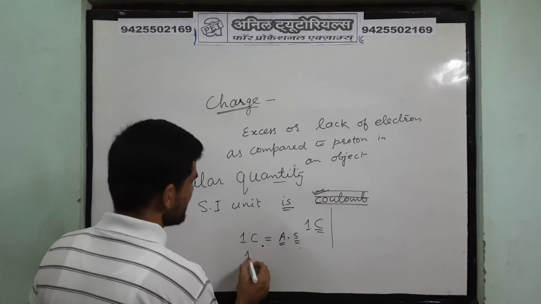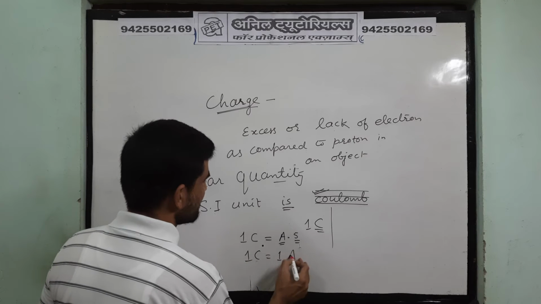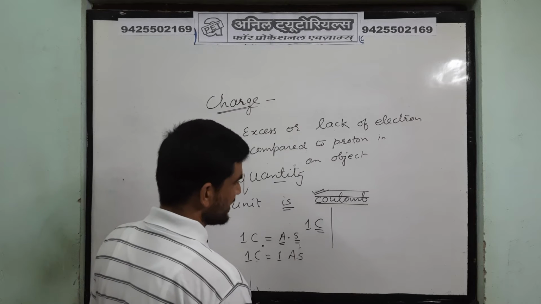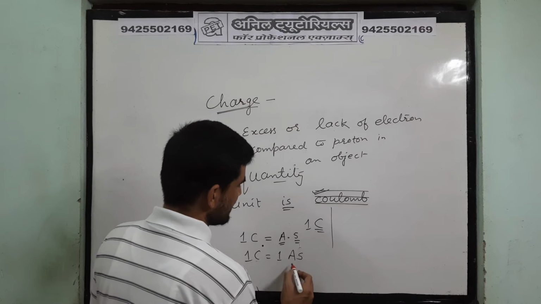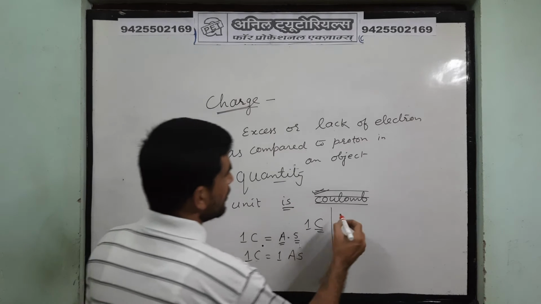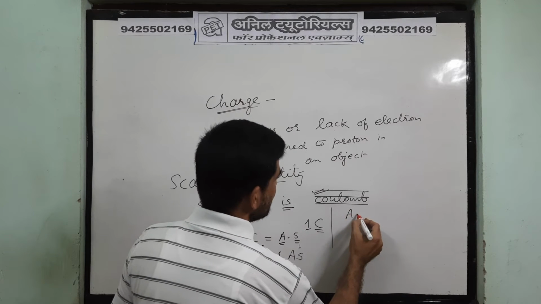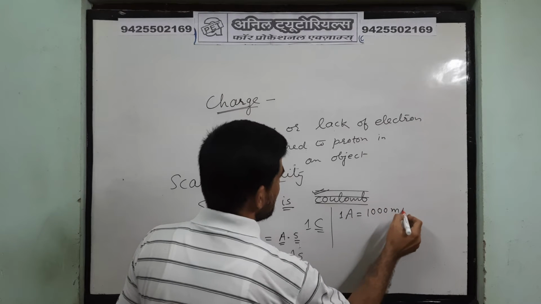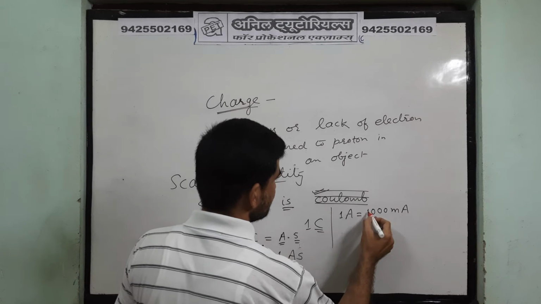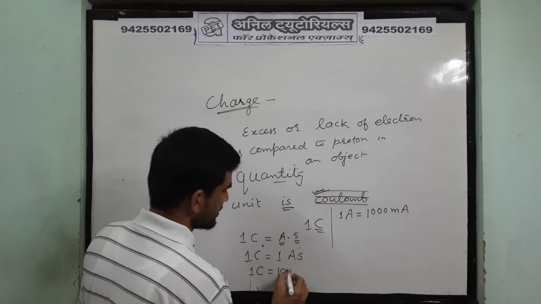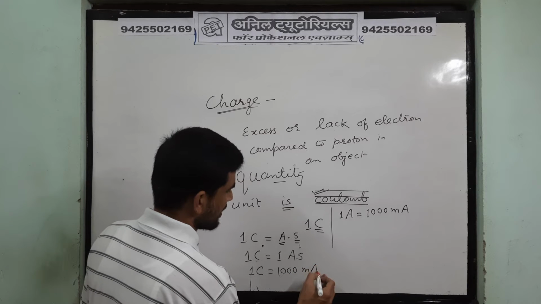So we can say 1 coulomb is equal to 1 ampere second. If you have milliampere second, it will be converted. Clear? You know 1 ampere is equal to 1000 milliampere. So we can say 1 coulomb is equal to 1000 milliampere second.